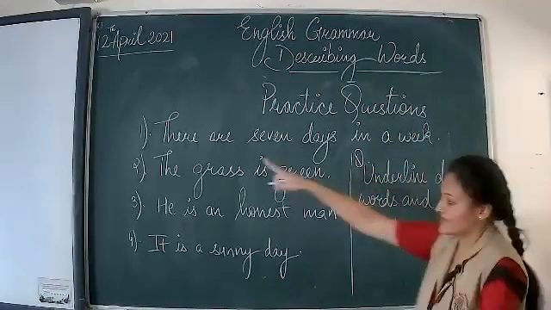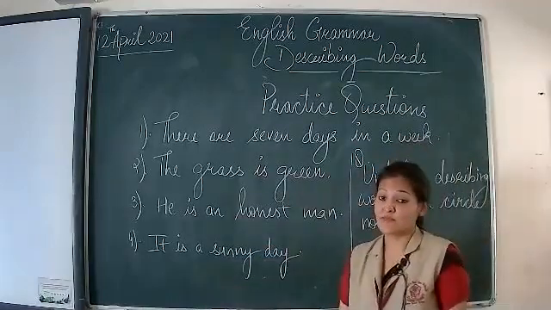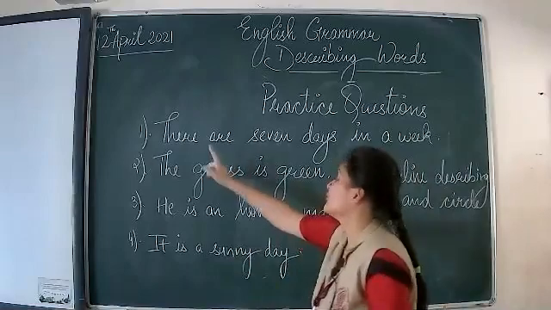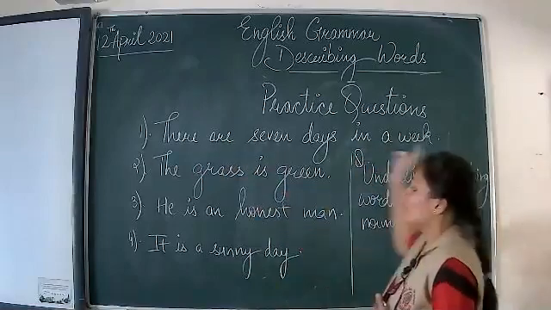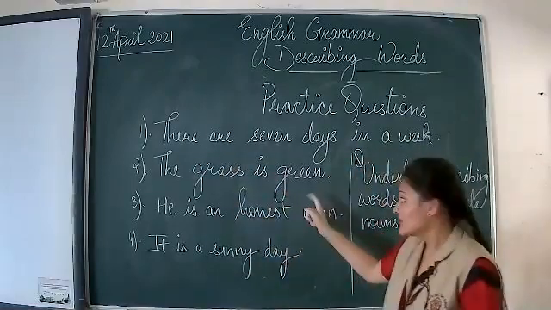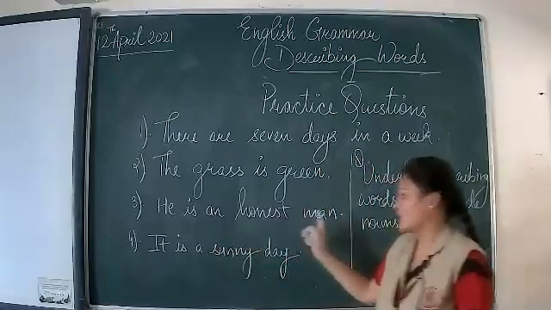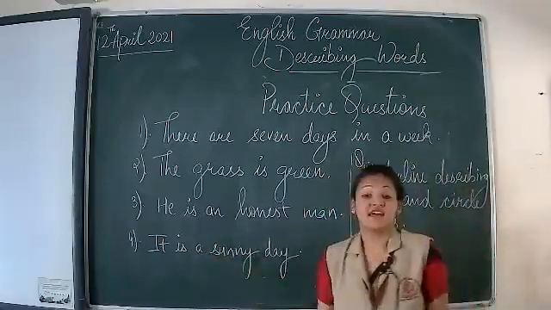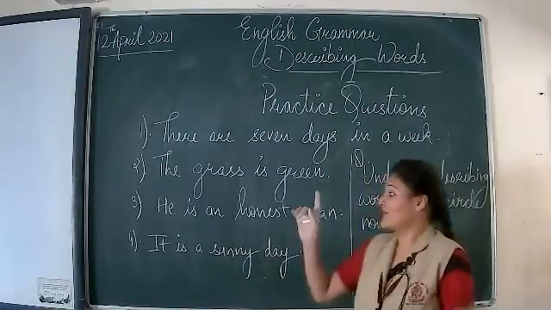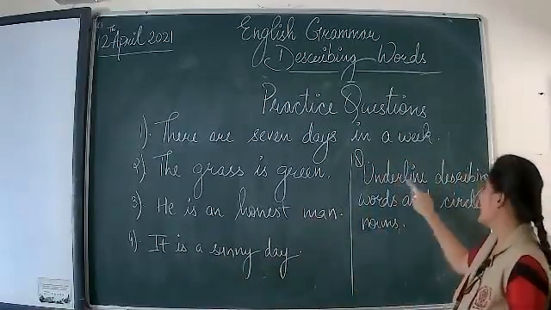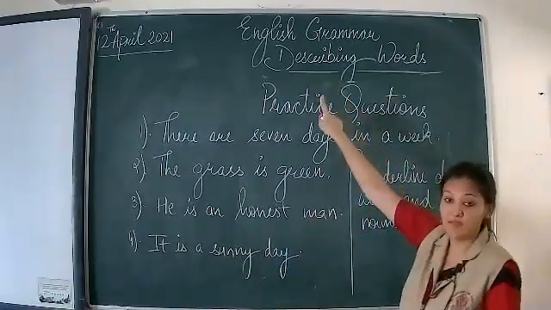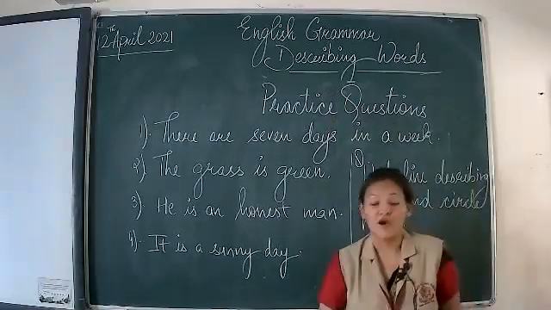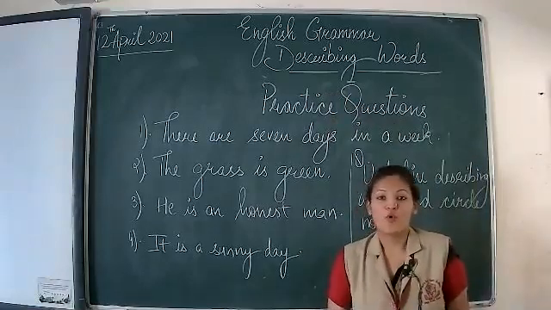This is your question. These are the 4 examples. Okay, I will just quickly read out to you. There are 7 days in a week. The grass is green. He is an honest man. It is a sunny day. You have to underline the describing word and circle the nouns. Okay, I hope you've understood.